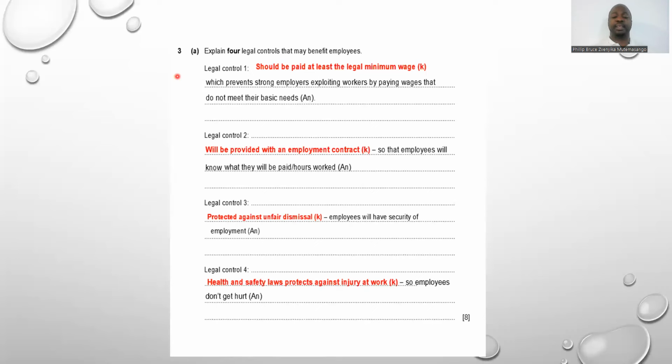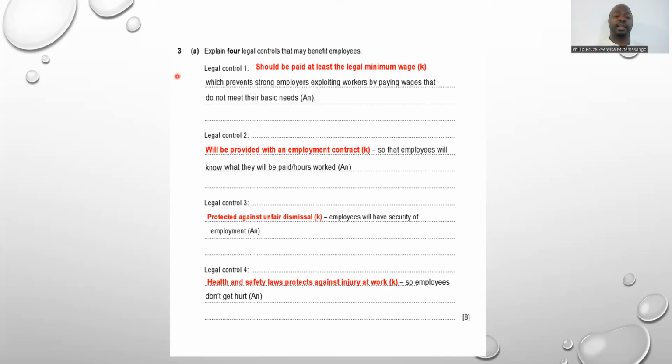employees are protected against unfair dismissal. So that's a clear fact. It's a legal control which allows employees to have security of employment. So if an employer dismisses you unfairly, you can go on to sue them afterwards and you'll be compensated. So that's legal control number 3.